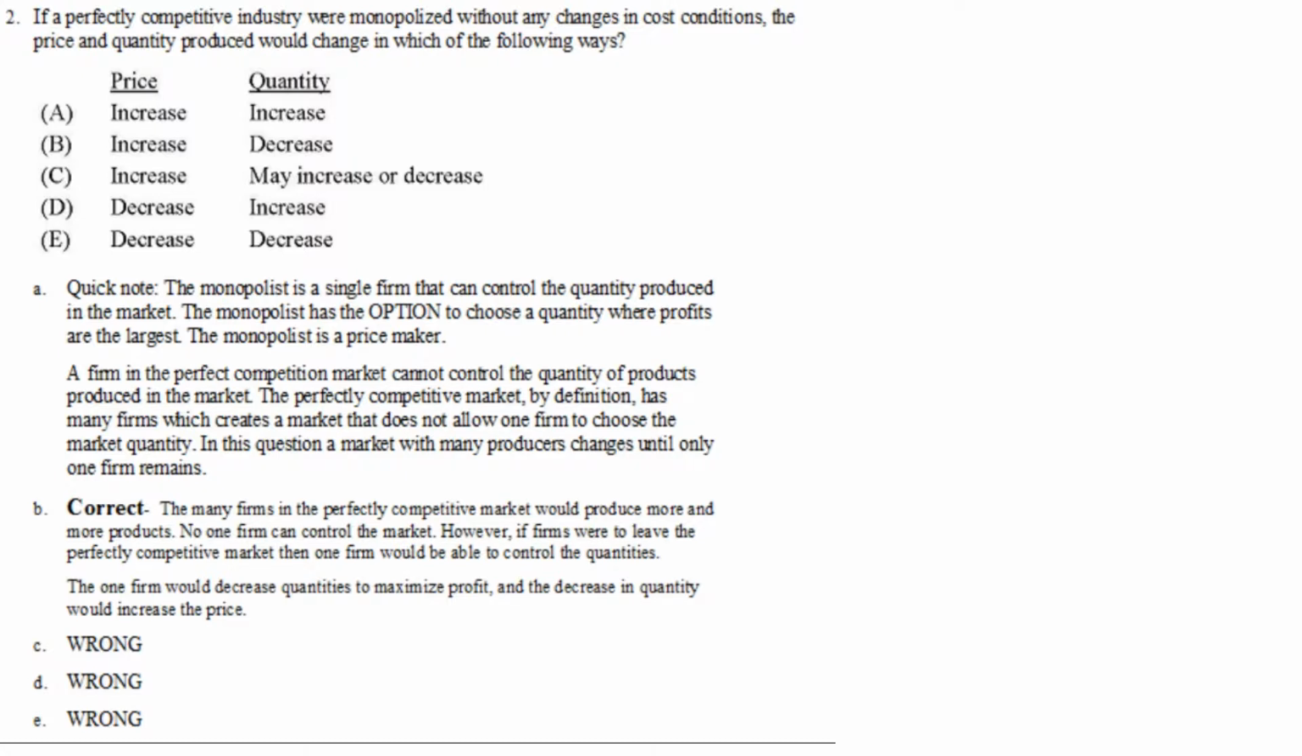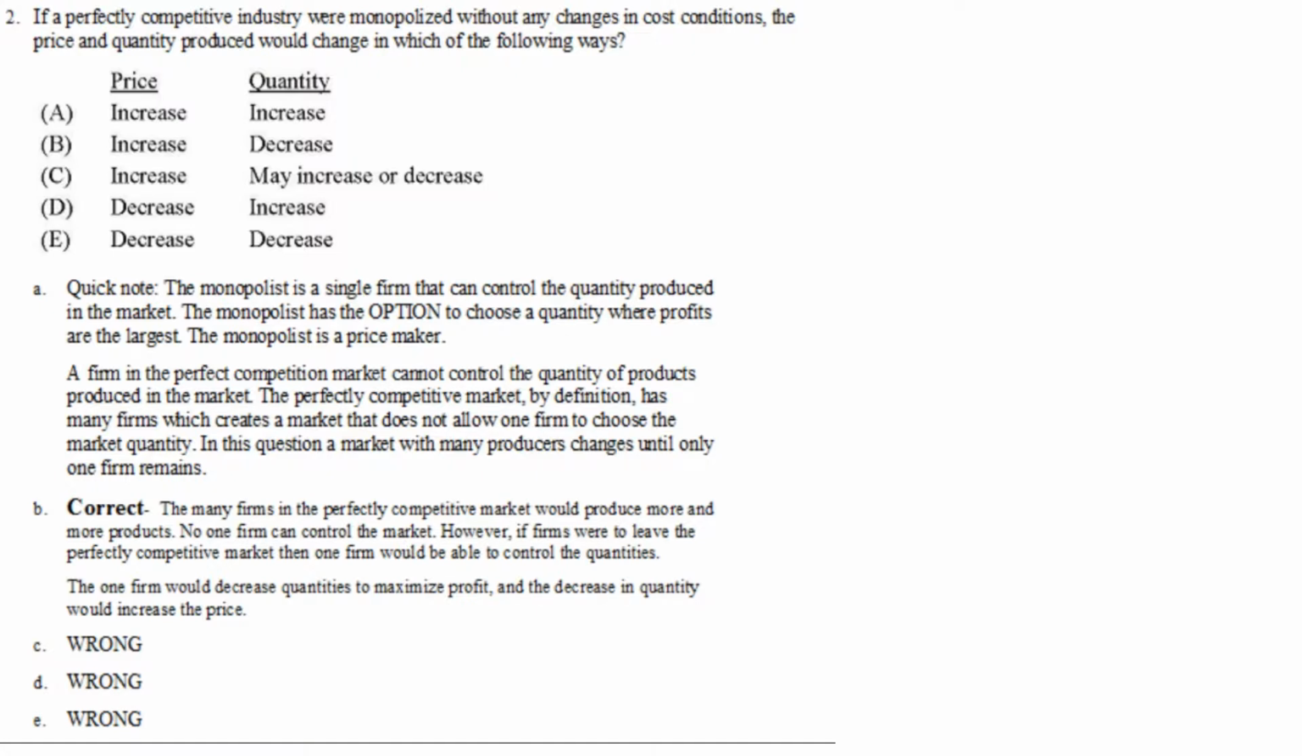A firm in a perfect competition market cannot control the quantity of products produced in the market. The perfectly competitive market, by definition, has many firms, which creates a market that does not allow one firm to choose the market quantity. In this question, a market with many producers, the perfect competition market, changes until only one firm remains. So answer B is correct.